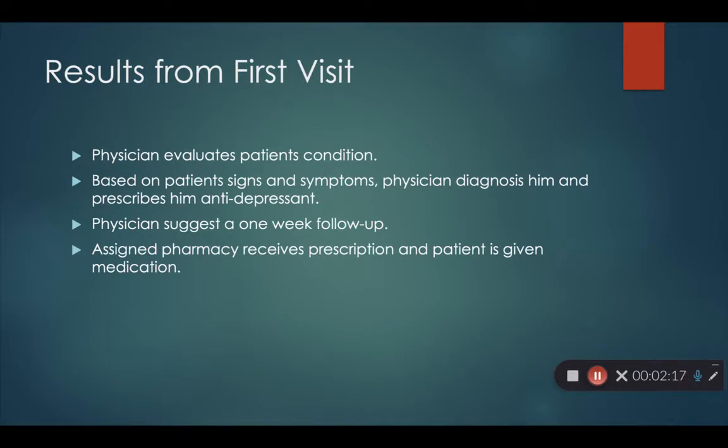The tasks done during the first visit are that the physician evaluates the patient's condition. Based on the patient's signs and symptoms, the physician diagnoses him and prescribes an antidepressant. The physician suggests a 1-week follow-up. The physician then orders the antidepressant to the assigned pharmacy. The pharmacy receives the prescription and the patient is given the medication.